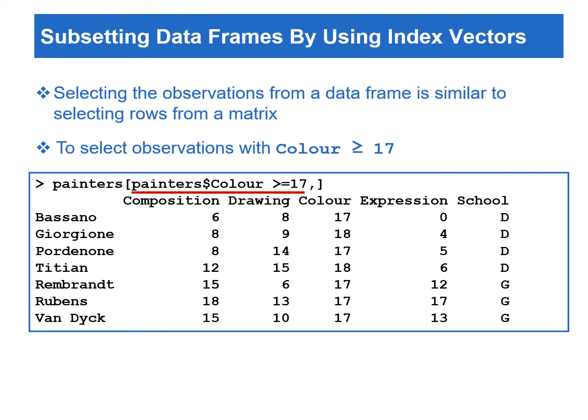For example, to subset painters by selecting observations with color score greater than or equal to 17, we need to create an index vector by comparing the color variable with 17, and insert this index vector at the first position within the square brackets. Remember that placing an index vector at the first position is to select rows from a data frame.